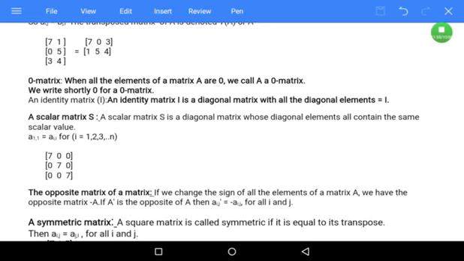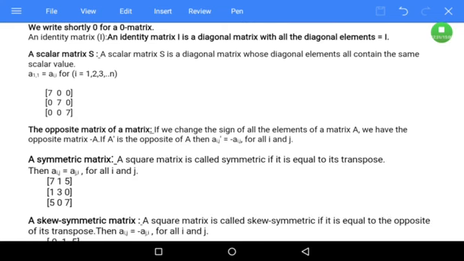Alright, so let's talk about an identity matrix. An identity matrix is a matrix that has 1 in its major diagonal and other elements in the matrix are 0 in value. The non-diagonal elements are 0, while the diagonal elements are what? Just 1. We call it identity matrix, and we use the letter I to represent the identity matrix.